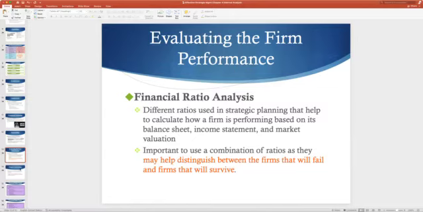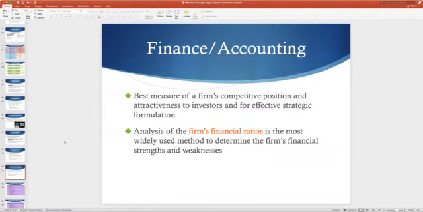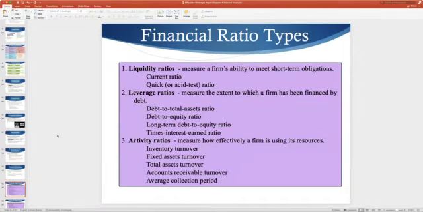But let's take a look at what we would be analyzing here. So what we're going to be looking at would be specifically these types of ratios. We want to see how liquid that firm is, so we'd be looking at current ratio, and we could do a quick ratio. We want to see if that firm is leveraged, so we'd look at debt to total asset, debt to equity, long-term debt to equity, and then times interest earned ratio. Activity is always important, especially when we're looking at some sort of manufacturing or products.